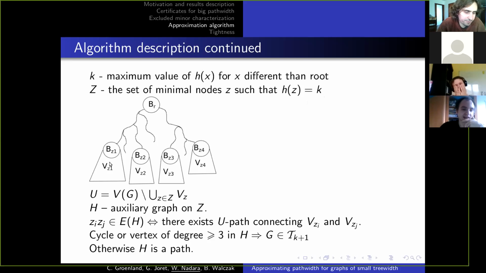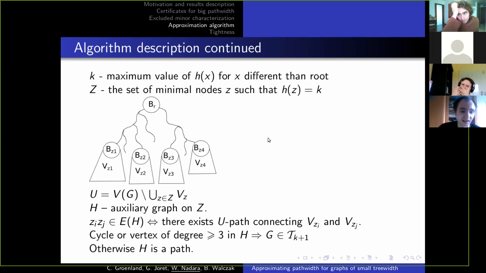And under these bags we have some subtrees, like vz1, vz2, vz3, and vz4. These are vertices that are contained only in the subtrees under these bags. And we want to define a set U, which is everything except these sets of vertices. So we think of these subgraphs as big subgraphs, these obstacles why path width is not small.